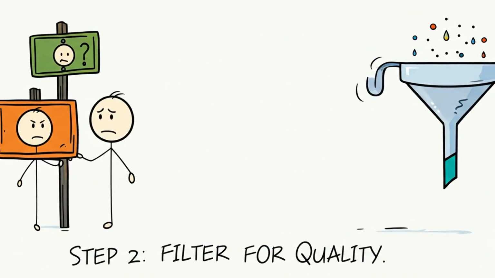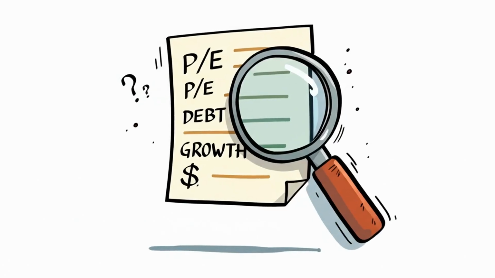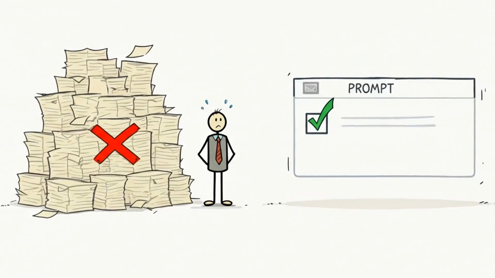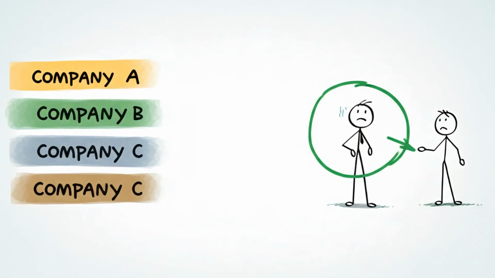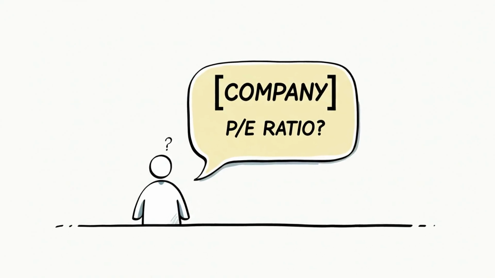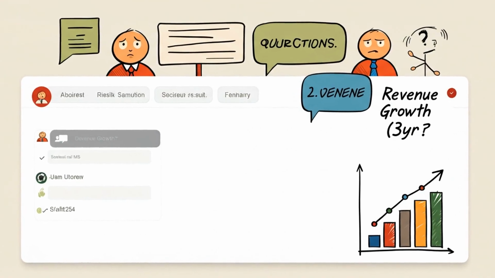Step 2. Filter for quality. A famous company is not always a good investment. We need to check the fundamentals. This used to take hours of manual research. Now, it's a single prompt. Pick a company from your new list. Ask your AI this. For company name, what is its price to earnings ratio? What is its debt to equity ratio? And what was its revenue growth over the last 3 years?